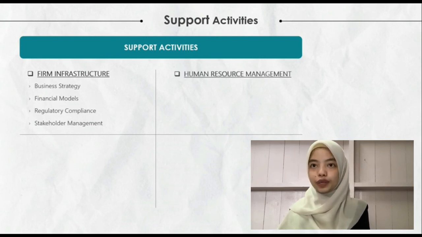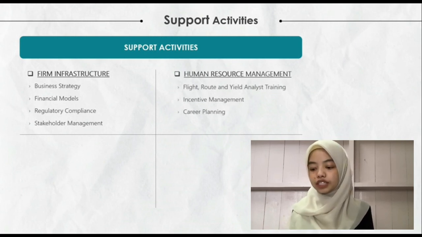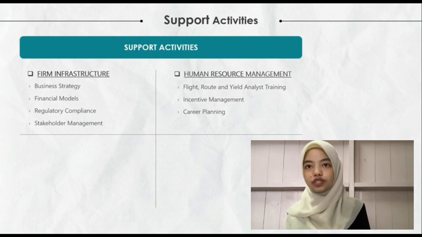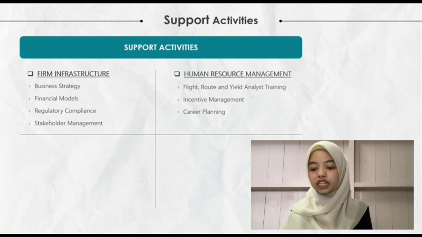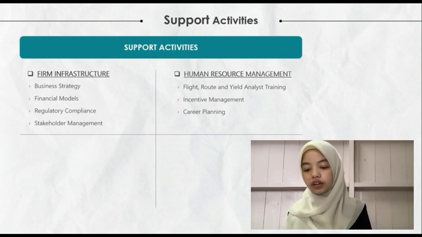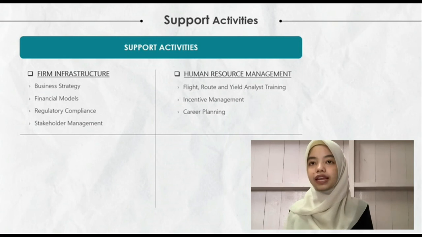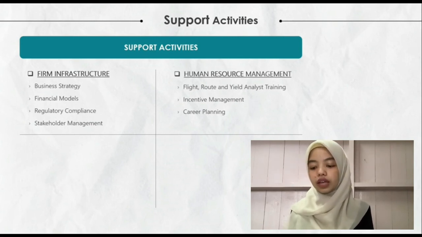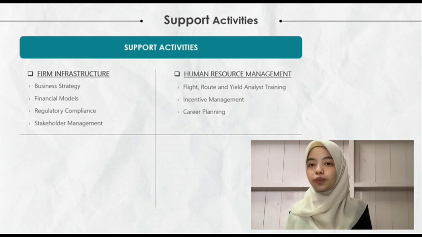Next is human resource management. So AirAsia has many trainings related to the entire operation such as flight, route and yield analysis training. For incentive management, AirAsia provides incentives such as health and wellness care and many more. And lastly is career planning. AirAsia believes all the staff are all-stars. AirAsia values career progression opportunity.